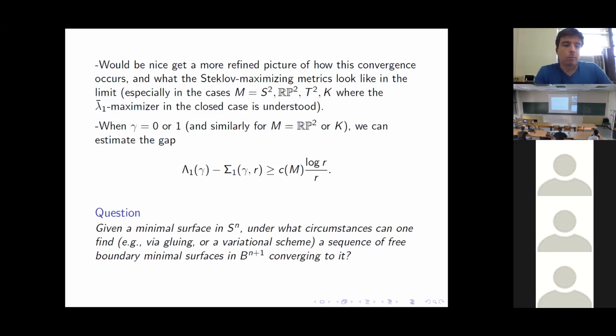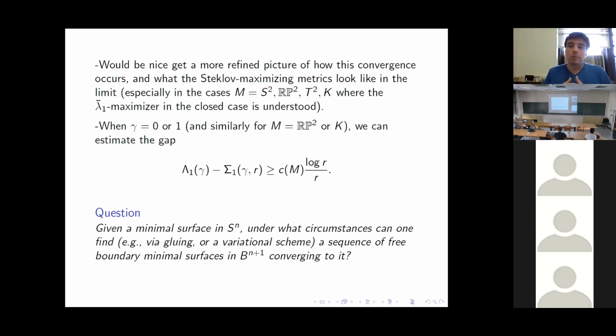Finally, I'll end with a question that's unrelated to the spectral problems, but I think is an interesting one for anyone on the minimal surface side of things, which is: given a minimal surface in the boundary sphere, under what circumstances can you find a sequence of free boundary minimal surfaces in the ball converging to it? Because somehow the convergence of these free boundary guys to these closed guys in the boundary sphere is kind of an exotic and interesting behavior.